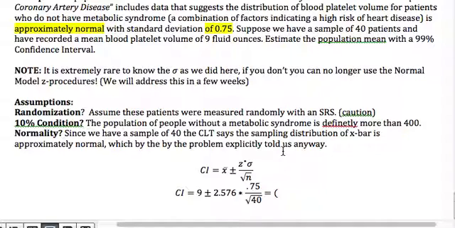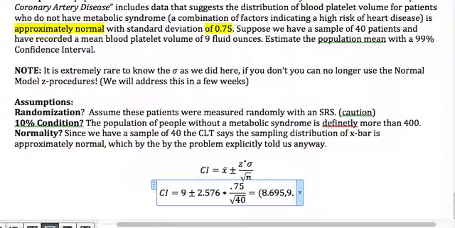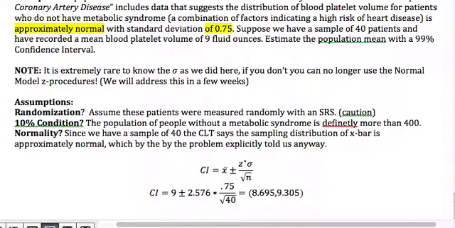What'd you guys get for the lower bound? Say again, John. 8.695. You guys have confirmation on that? Okay, and the upper bound's probably like 9 something then, right? 9.305 confirmation? Okay, there we go.